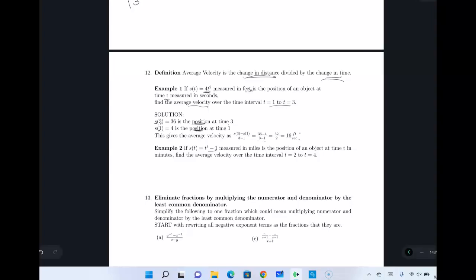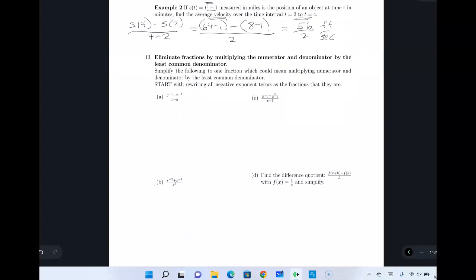Okay, let's try another one. Here's our position function, and we're asked to find the average velocity over this time interval. So it's going to be s of 4 subtract s of 2 all over 4 minus 2. So s of 4 means put 4 into here. So 4 cubed is 64 minus 1. Subtract, now I'm going to put 2 in, so I get 8 minus 1, all over 2. So here I have 64 minus 1 minus 8 plus 1. So I have 64 minus 8, so that gives me 56 divided by 2. That is the average velocity, feet per second.